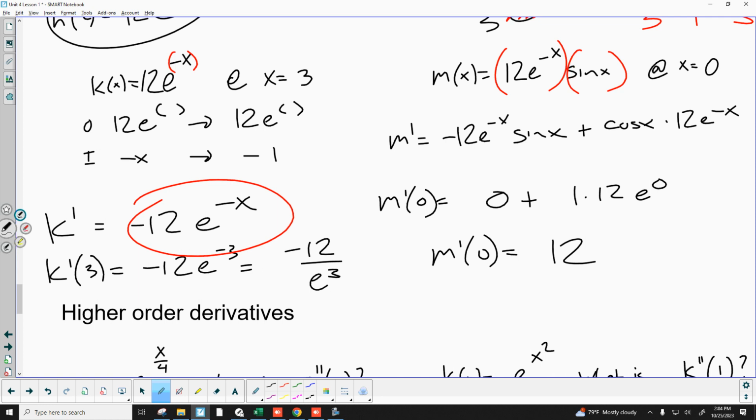Product rule. Product rule. You're right. Answer's 12. Cosine of 0 is 1. Sine of 0 is 0.